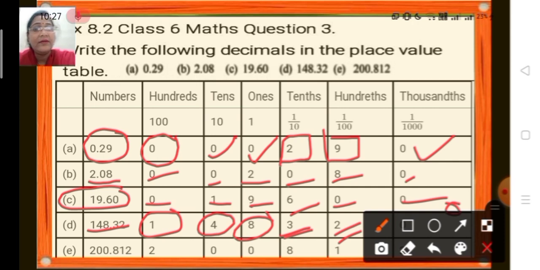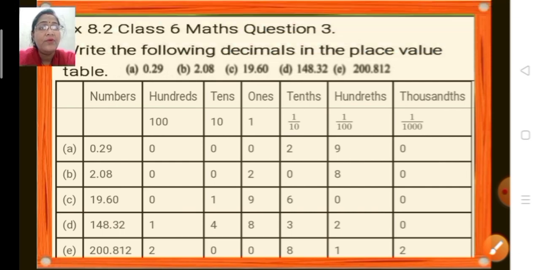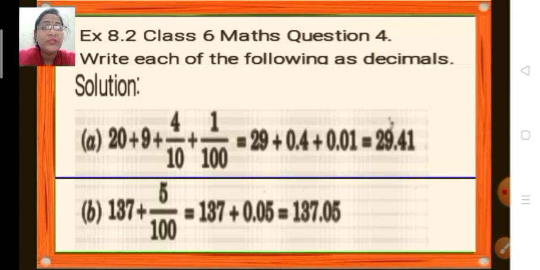Similarly, in the next number, what is given to us is 200.812. Here we will write 2 at hundred place, 0 at tens place, 0 at ones place. Then what we will write here? At tenths place 8, hundredth place 1, and last in the thousandths place we will write 2. Now we will move on to the next question, question number 4.